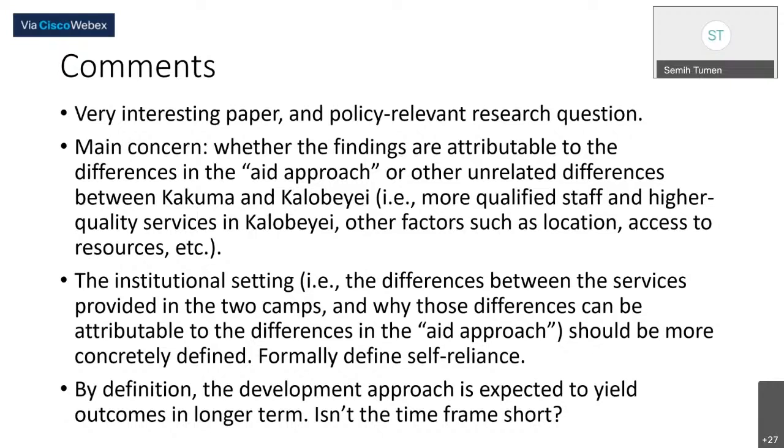I don't want to comment on the mechanics of RDD, etc. So my main concern is whether the findings are directly attributable to the differences in the aid approach or to other unrelated differences between the Kakuma and Kalobeyei settlements, such as more qualified staff, since this is a newer camp, higher quality services in Kalobeyei, and other factors such as location, access to resources, etc. So that's my main concern.